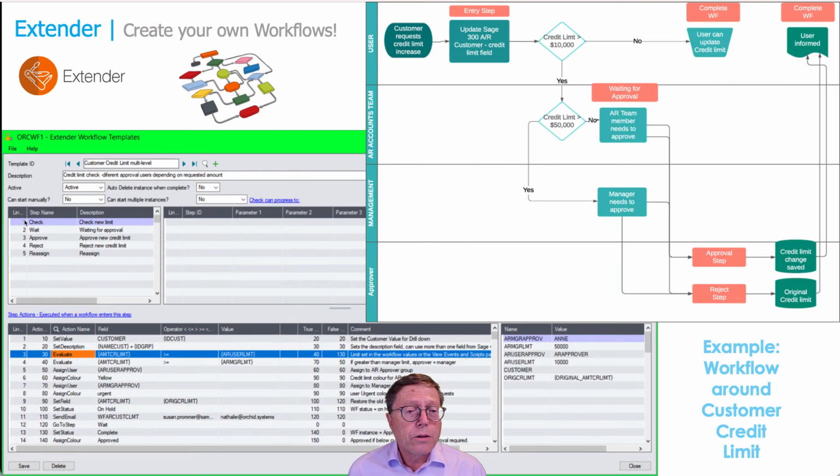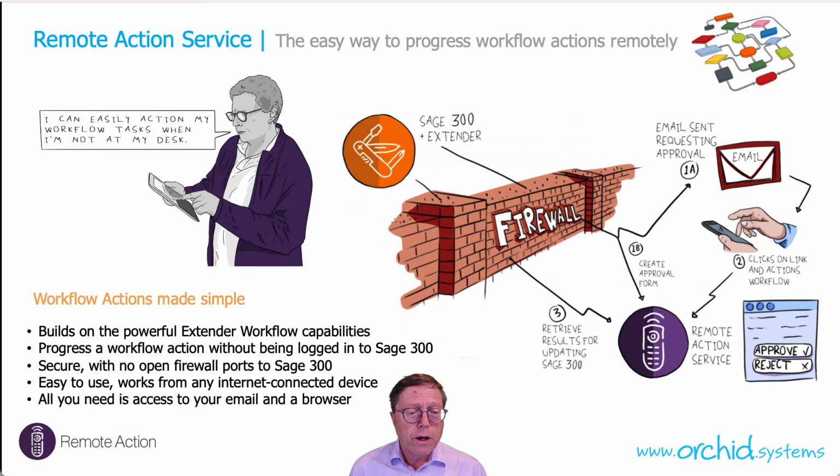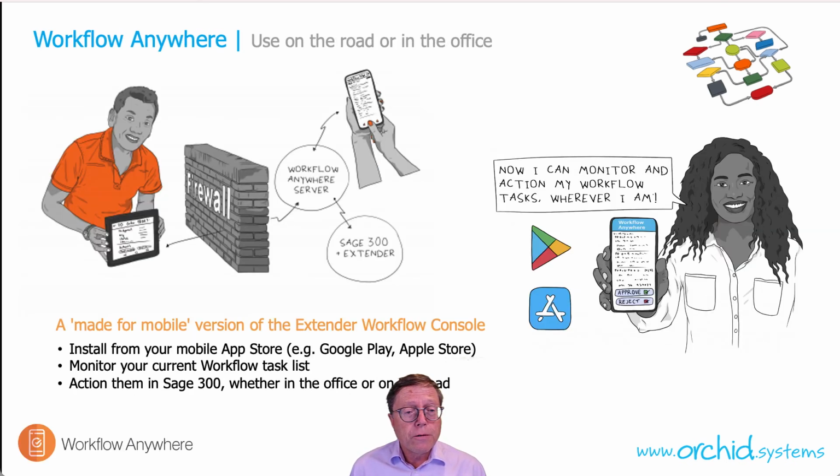Extender now lets you create your own workflows. You can then run those workflows, see how they're going through the Extender Workflow console, and can access your workflows from outside of Sage 300 using our Remote Action Service, or alternatively using Workflow Anywhere, which is an app which will run on your mobile device and let you progress workflows.